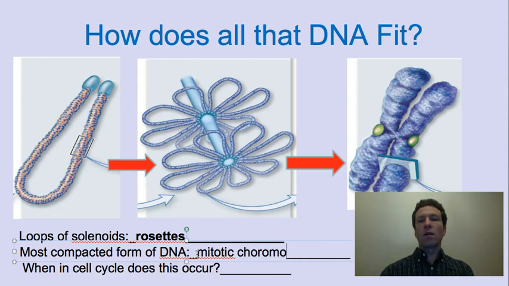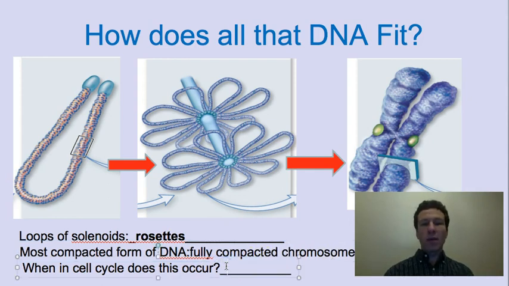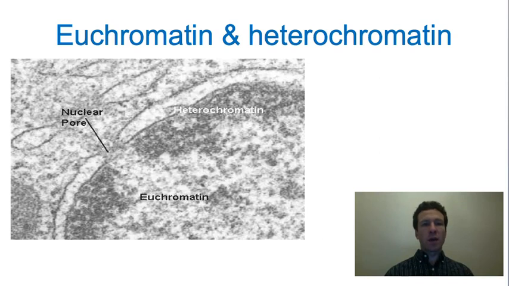Mitotic. My spelling is terrible today. Or we can call it fully compacted chromosomes. And this will happen only during cell division. Let's just put this back the way it was. So this will happen during mitosis. We'll see that it will also happen during meiosis when we get to that chapter. So that is a little bit about DNA organization.